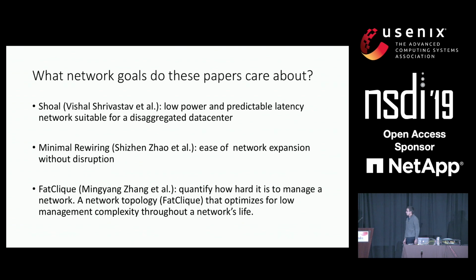And the last paper by Mingyang Zhang et al. It's a collaboration between USC and VMware. This paper tries to put a framework around how hard it is to manage a network throughout its lifetime, both when it's set up and when it's in this ongoing process of being managed. And as a side effect, they come up with this network topology that explicitly optimizes for this goal of low management complexity as defined by them. So these are the three papers in this session.